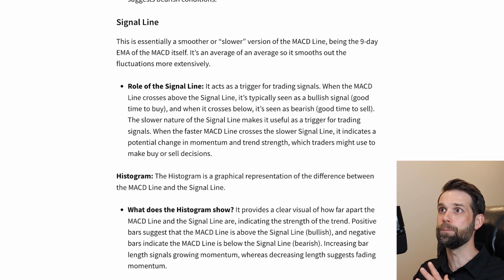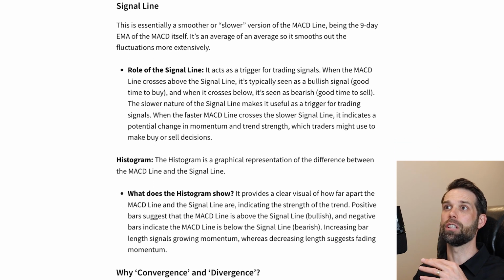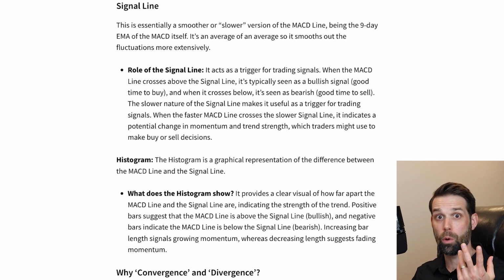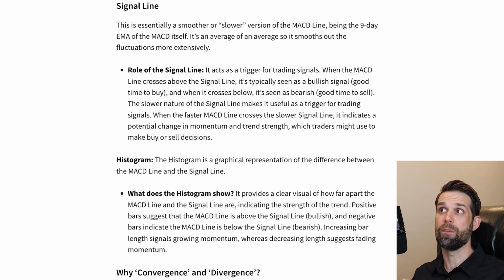And then the signal line, this is essentially a smoother, also known as a slower, version of the MACD line, being that it's a 9-day exponential moving average of the MACD itself. So it's an average of the average. So it smooths this out. The signal line sort of acts as a trigger for trading signals. When the MACD line crosses above the signal line, it's typically seen as a bullish signal. And when it crosses below, it's seen as a bearish signal.